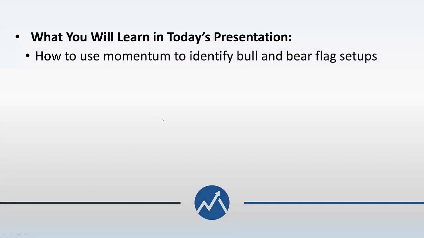Number one, we're going to talk about using momentum to identify what we call a bull or bear flag setup, which is a continuation pattern. It's not getting in at the start of the move. It's getting in once a move has begun, and then timing that entry correctly into a move that has already started and catching the continuation.